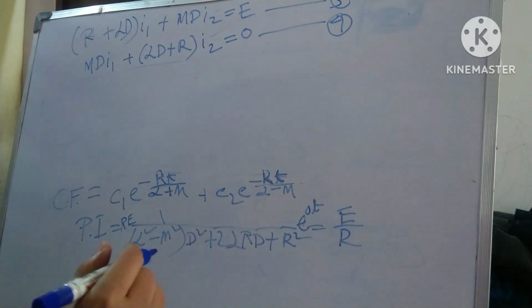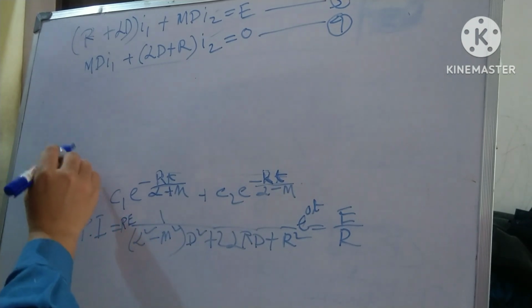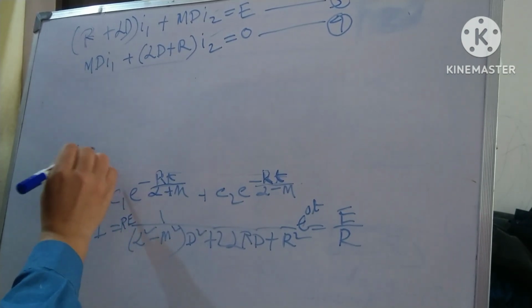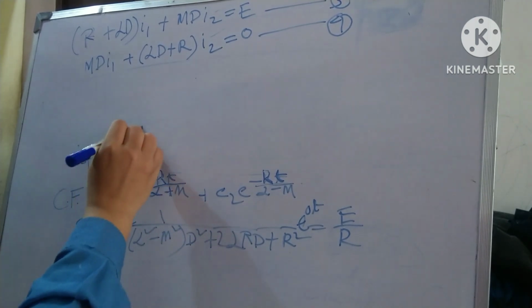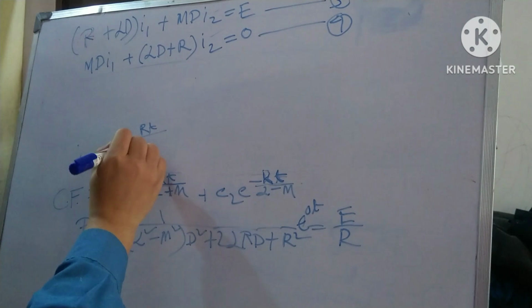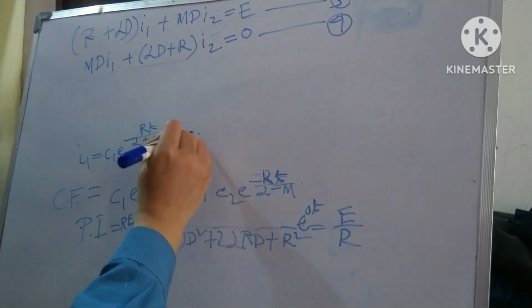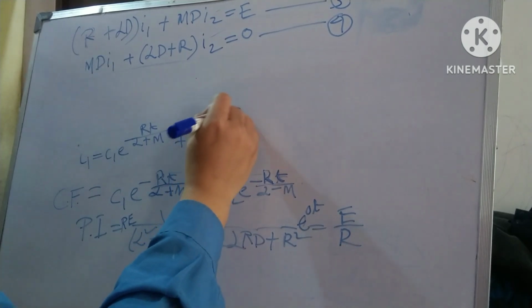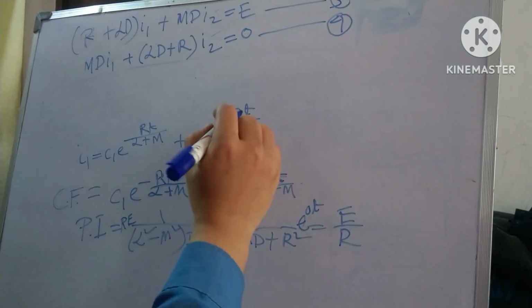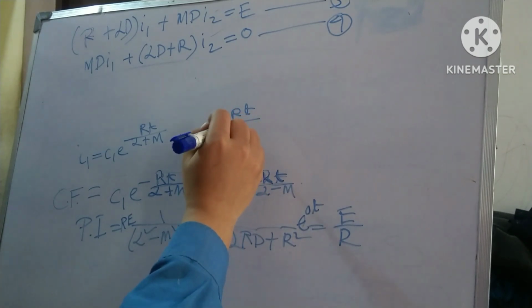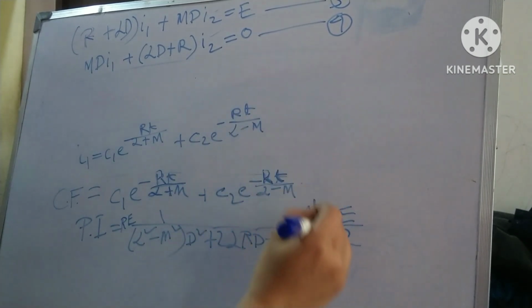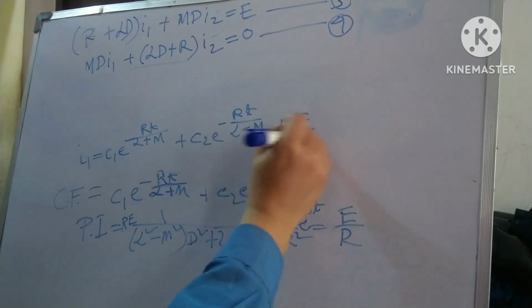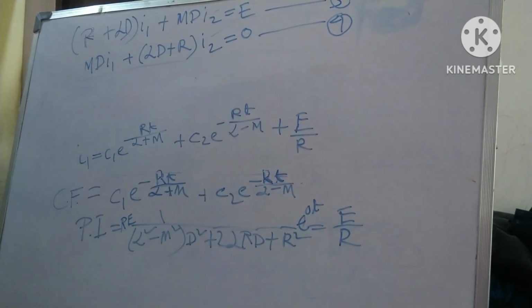Yes, I find out I1. What is my I1? I1 equals C1 e to the power minus RT divided by L plus M, plus C2 e to the power minus RT divided by L minus M, plus E by R. Simple facts, simple differential equations, no problem, it is not so tough, very easy. Physics is very easy friends. It does not matter, but it is very interesting.